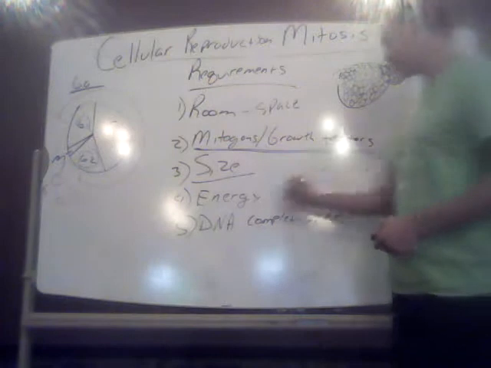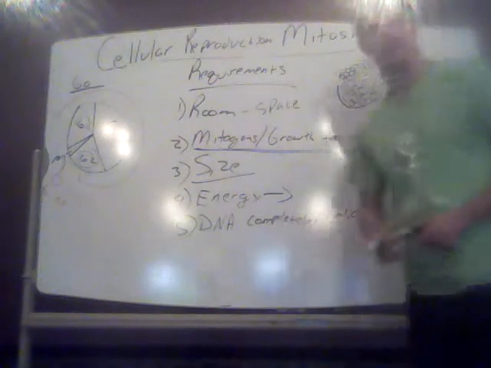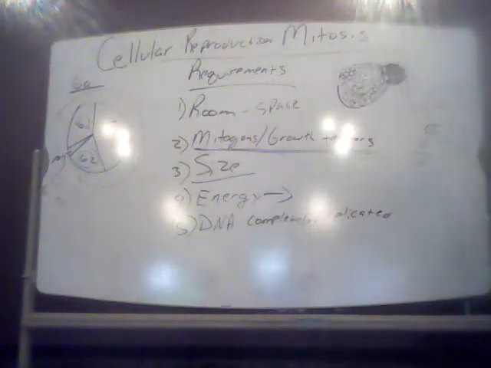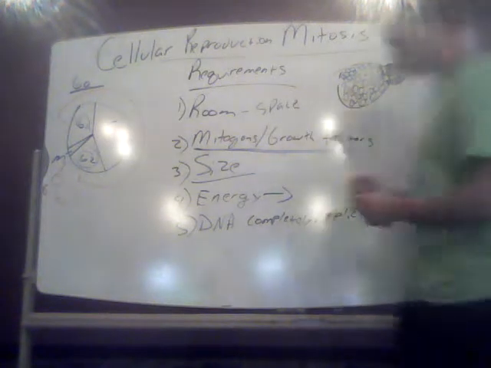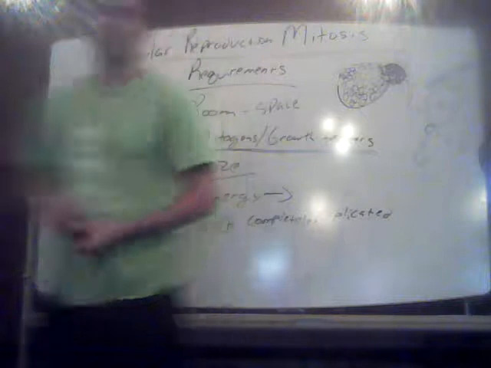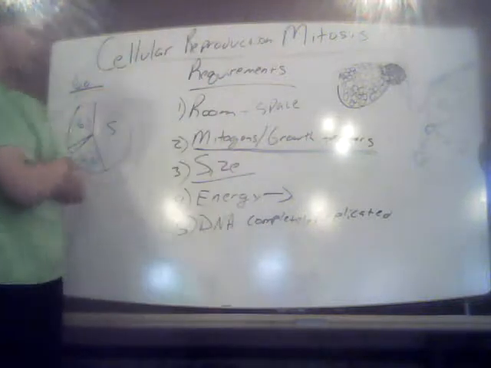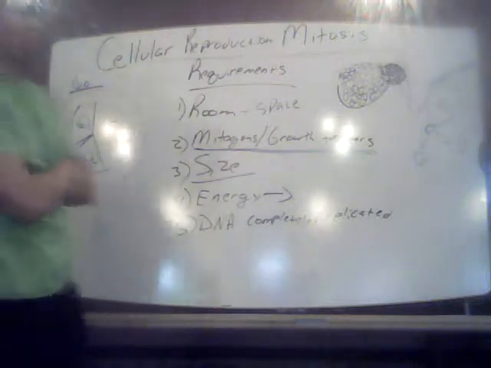Energy. I mean, this is a high energy process. There has to be enough energy involved, meaning the cell has to have the right amount of nutrients. There has to be enough nutrients to sustain the work that it takes to make this process happen. If the cell is starved, it won't divide.